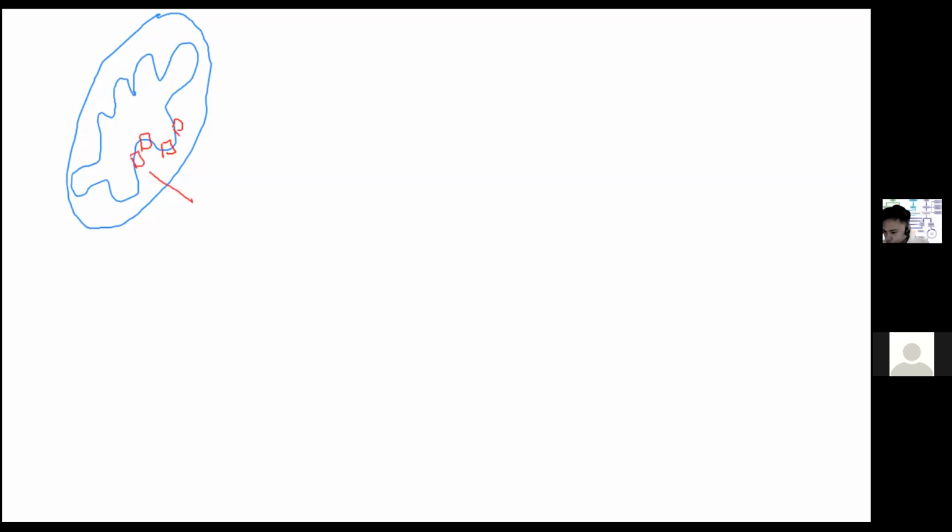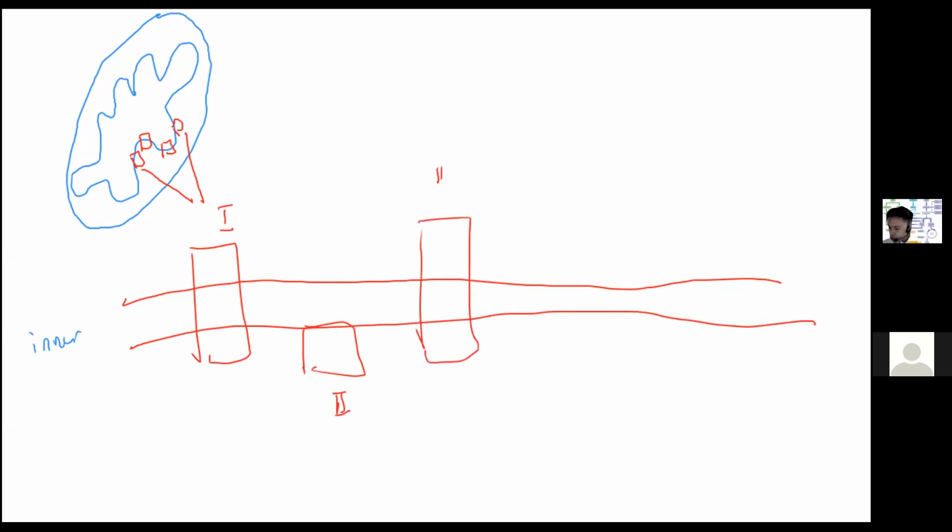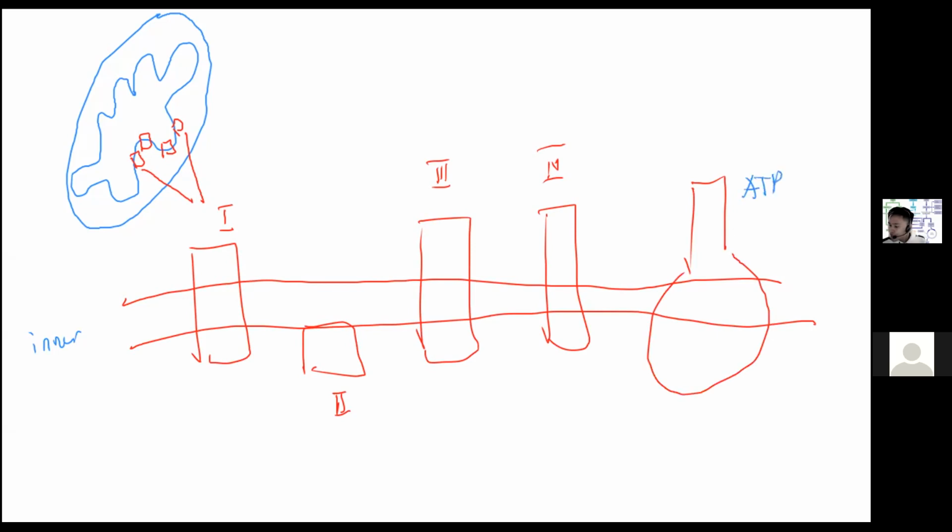Now let's zoom in. So this is now your inner membrane. In the inner membrane, you have complex 1, complex 2, complex 3, and you also have complex 4. And then you have here your enzyme, the one that looks like a bulb. This is called your ATP synthase.